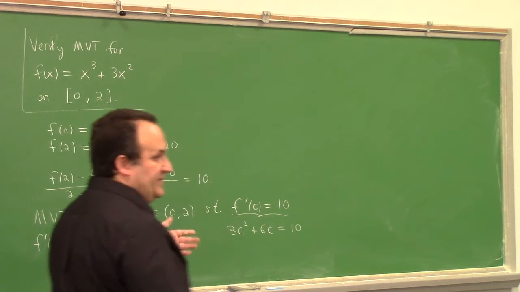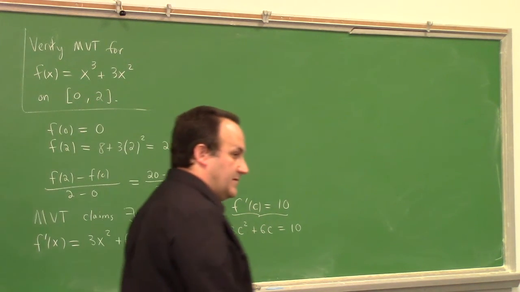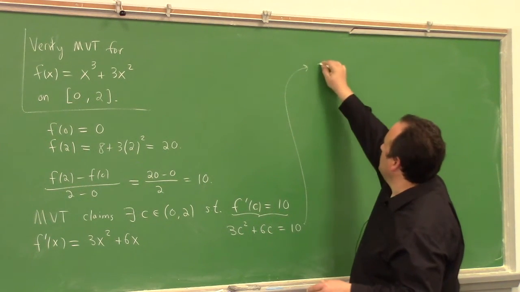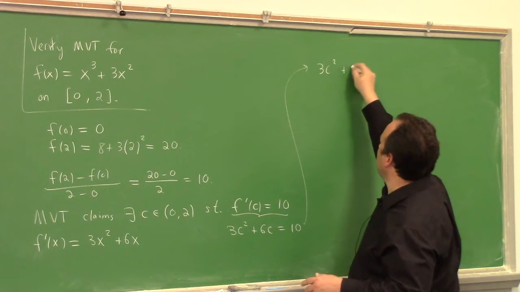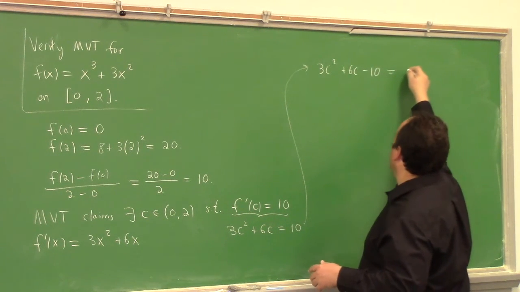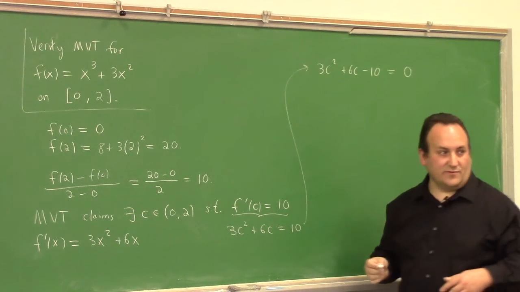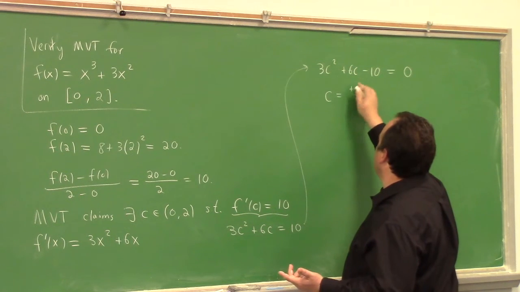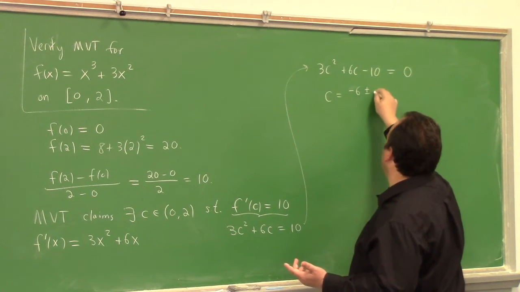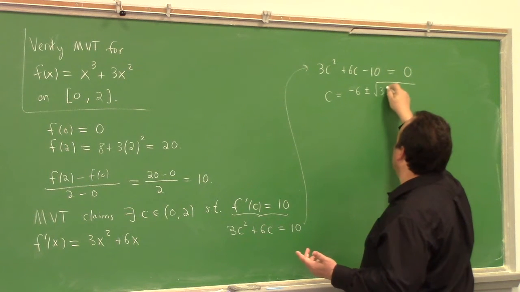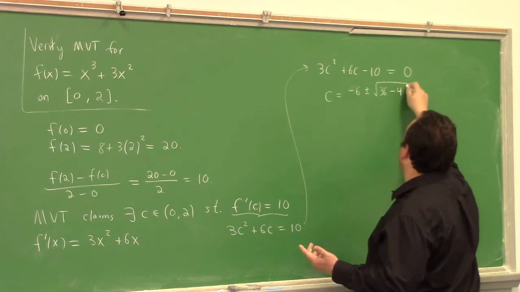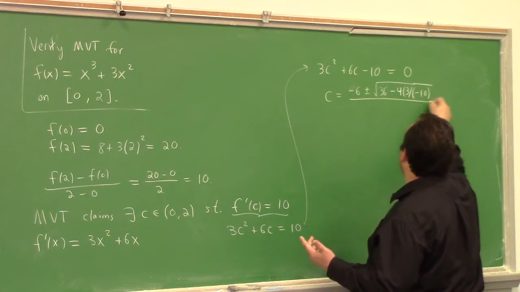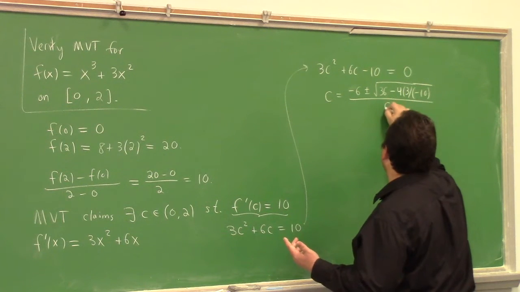I just made up this problem. It's not going to have a nice solution. It's going to have an ugly solution. If this came out to an integer solution, it would just be pure luck on my part. I'll use the quadratic formula. c is equal to minus 6 plus or minus the square root of b squared, which here is 36, minus 4ac. So that's 4 times 3 times minus 10, divided by 2a, which is 6.